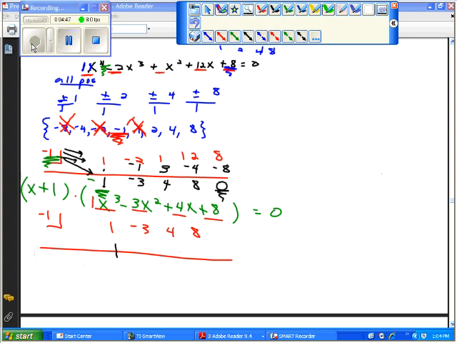And so we bring down 1, and then we multiply. Negative 1 times 1 is negative 1. And then we add and get negative 4. And then we multiply and get positive 4. And then we add and get 8. And then we multiply and get negative 8, and then we add and get 0. And since we got a 0, we know that it's a root again.